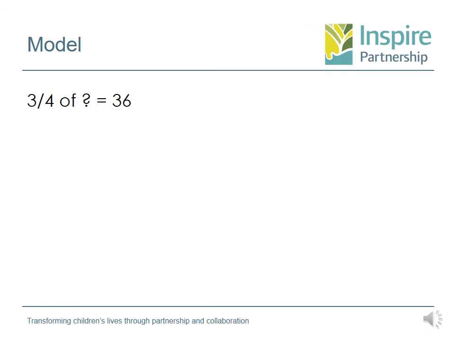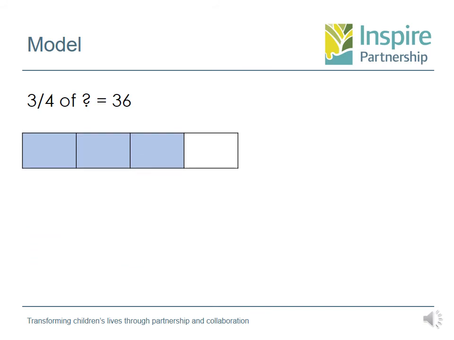Okay, so now we have a few questions on here where we need to find out what the whole number is. I've got 3/4 of something equals 36. So we need to find out what that number is. The first thing that I'm going to do, just to make it a little bit more visual, is create my bar model. It's split into 4 equal parts because we're looking at quarters, and I've shaded 3 of them in because my numerator is 3. So that is 3/4 of something equals 36.